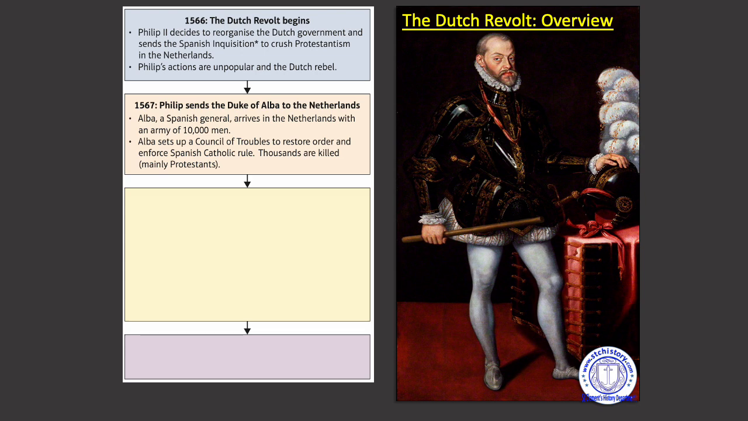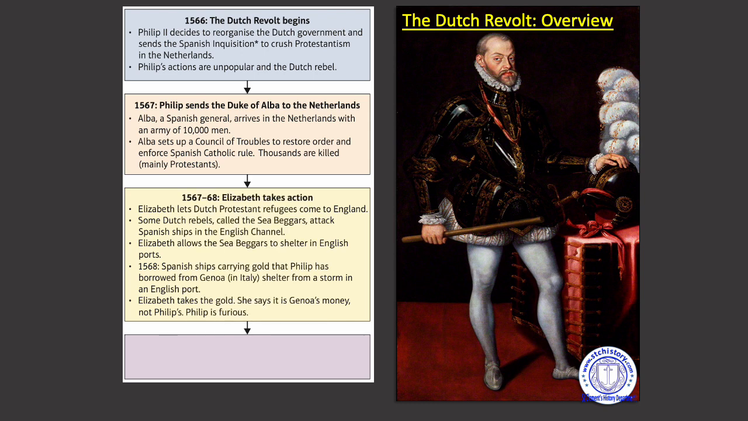So Alba sets up this thing called the Council of Troubles to restore the order, just like the Hungarians were restored, shall we say, by 1,000 tanks. So very, very similar situation here. Thousands are killed, and mainly Protestants. So then if we get to 67, 68, Elizabeth's going to take some action.